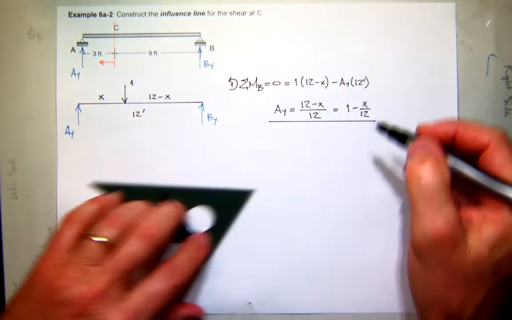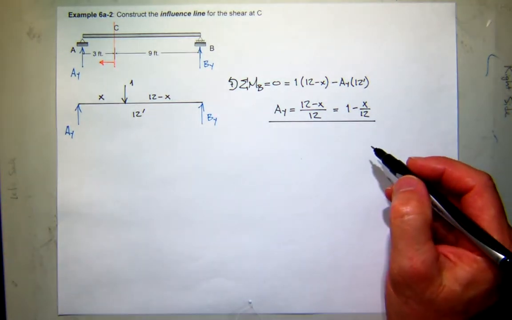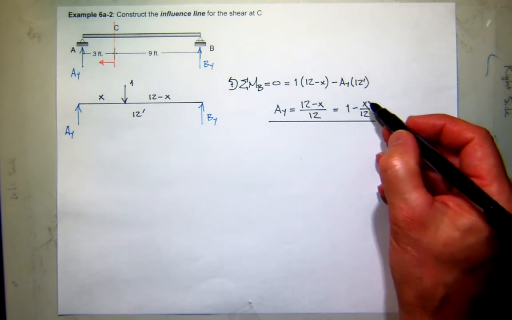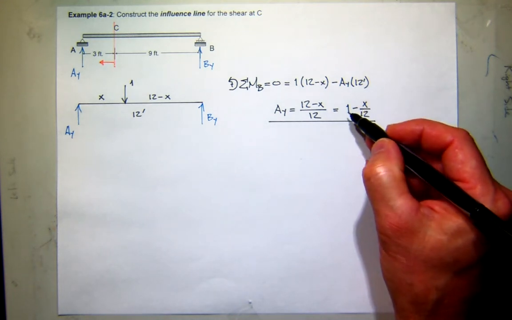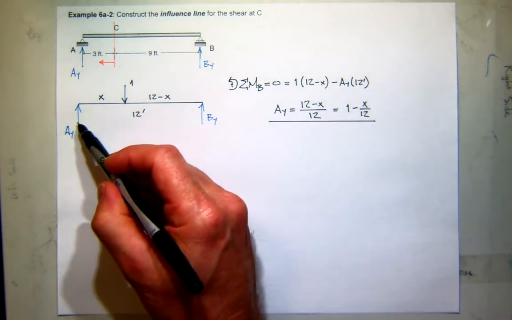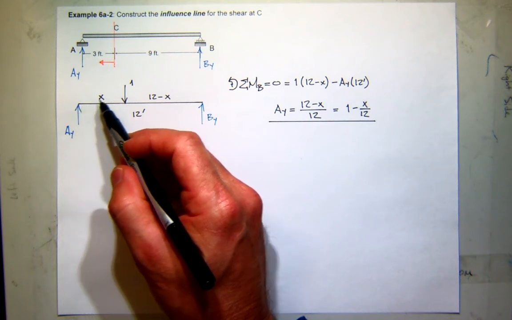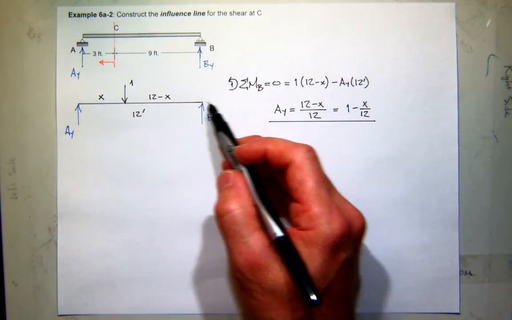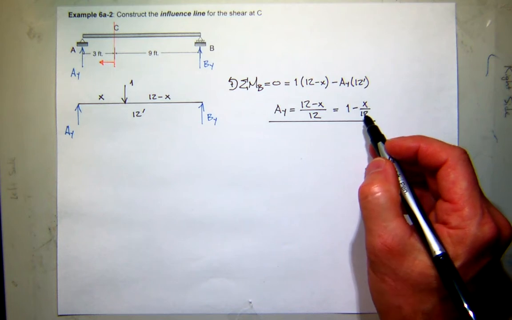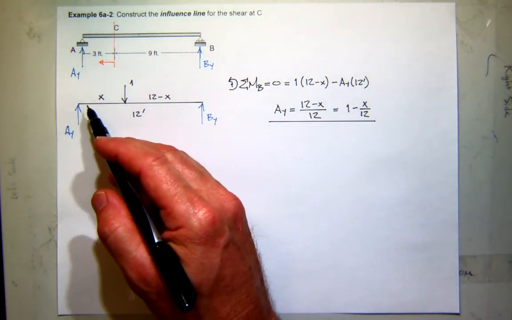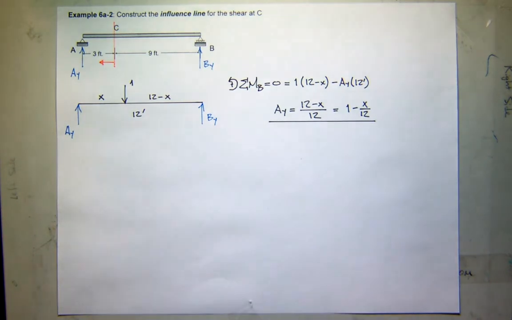Does that make sense? So at x equals 0, what's AY? Looks like 1. Does it make sense that AY would be 1 when the load is sitting right here? That does. And as you move away, all the way to B, which is at 12, x equals 12, this is 0, AY goes to 0. So it's linear. Okay, so now I have AY.